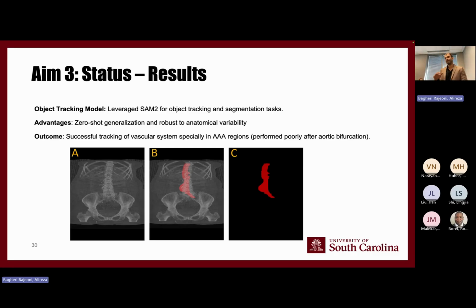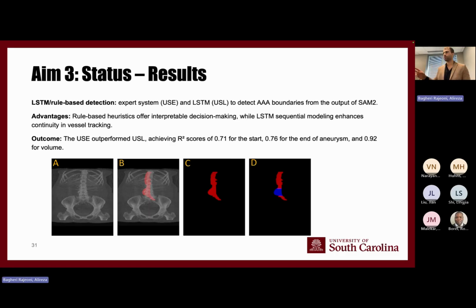Now the goal is to find the boundary of the aneurysm automatically. For that, we use two approaches. One is the expert system, second is LSTM. Expert is USE, or LSTM is USL.